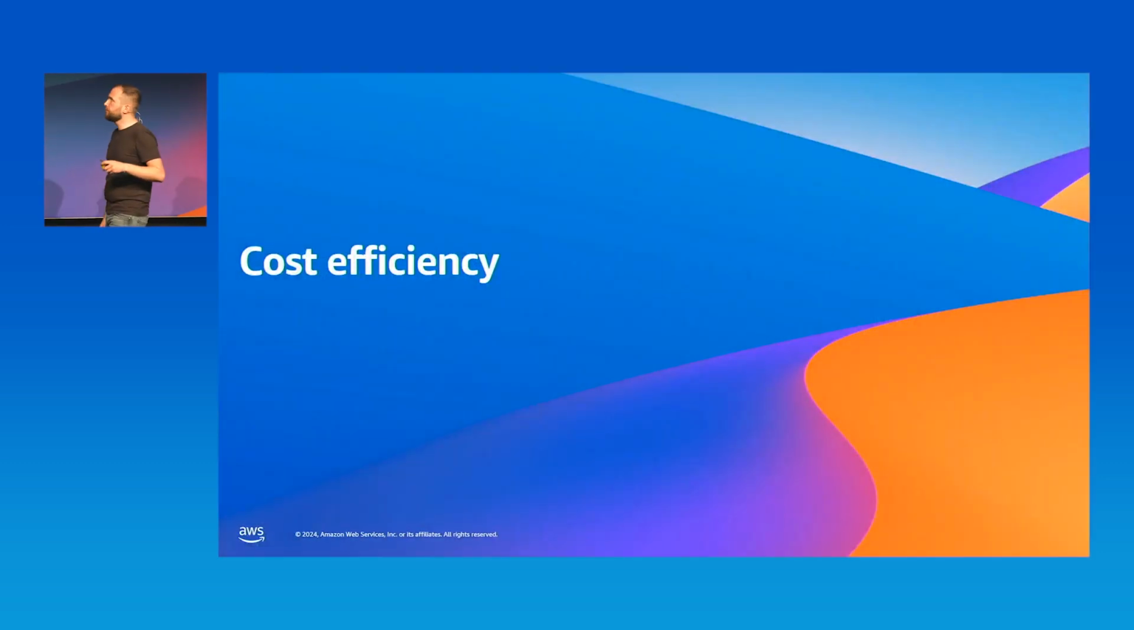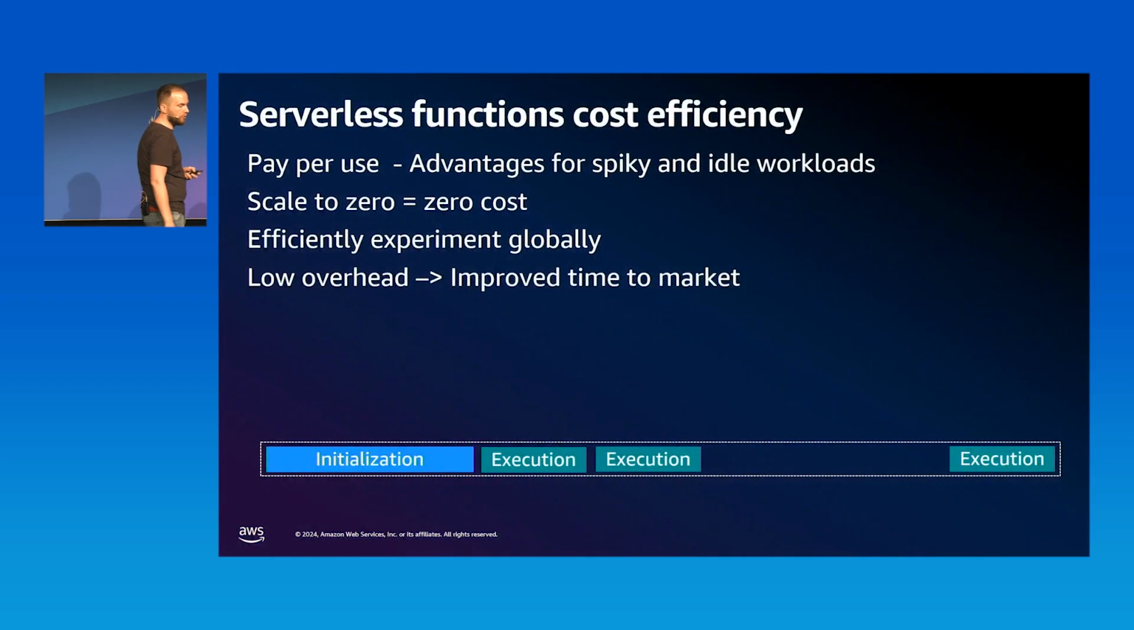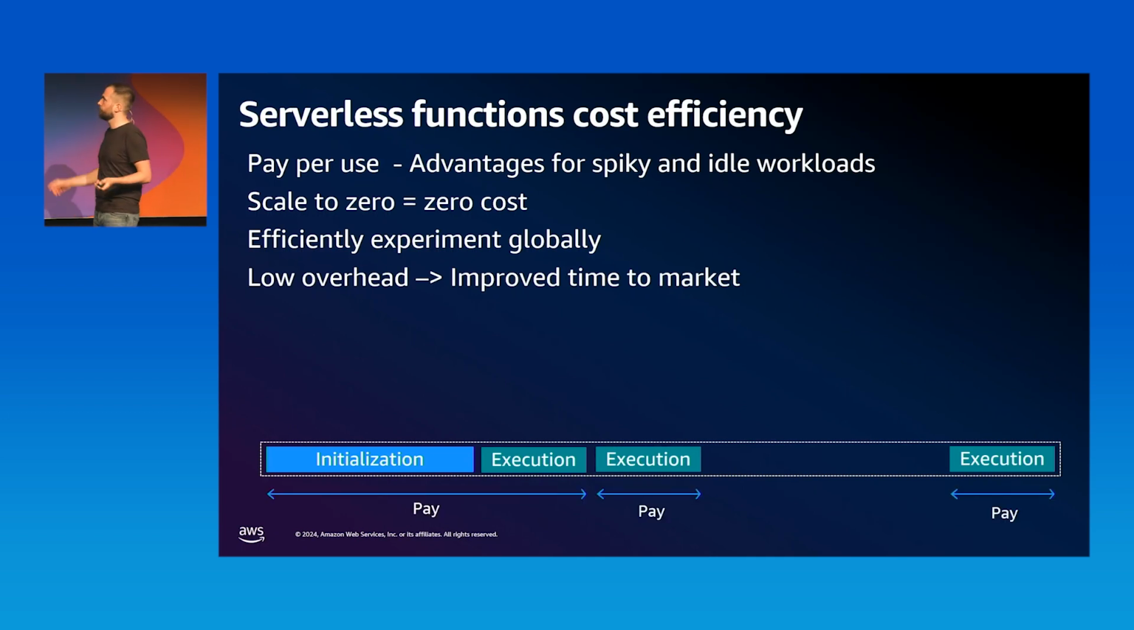Now, if we dive a bit deeper into cost efficiency, so we've learned both technologies, we know how they scale, what they are, what makes them different. Now let's see what that means in terms of cost. Functions provide cost efficiency in a sense because you only pay for what they've used. So you only pay for the actual execution of your function.